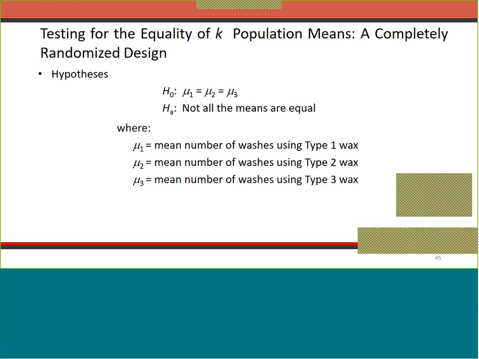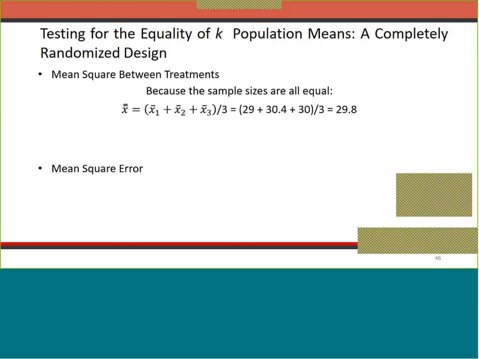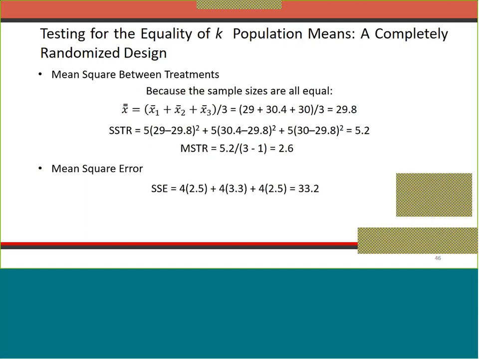Now, you have to write the null hypothesis and the alternative hypothesis. So, null hypothesis, all population means are equal, and alternative hypothesis is not all population means are equal. So, what is mu1? The mean number of washes for type 1 wax. Mean number of washes using type 2 wax is mu2, and mean number of washes using type 3 wax is mu3.